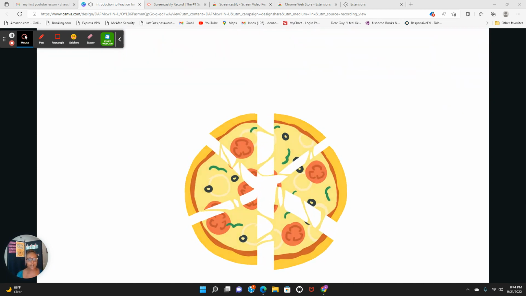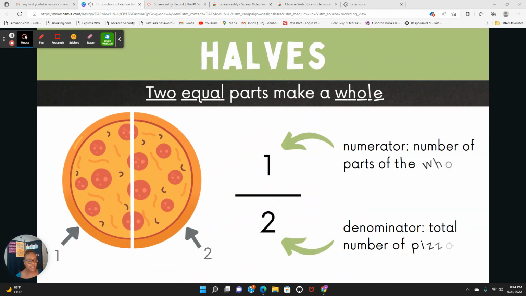So we are going to first learn about halves. I'm going to make a video about halves, and then there's going to be a video on thirds, and then a video on fourths. Halves means there are two equal parts that make up a whole. So if you look at your pizza right here, you have one whole pizza, and if you slice that down the middle, you make half. You have two equal parts. One person can take one side and eat, and the other person can take the other side and eat.